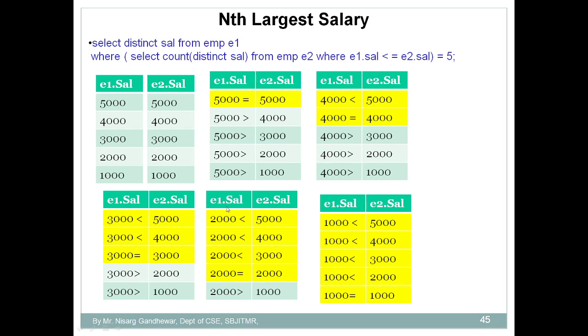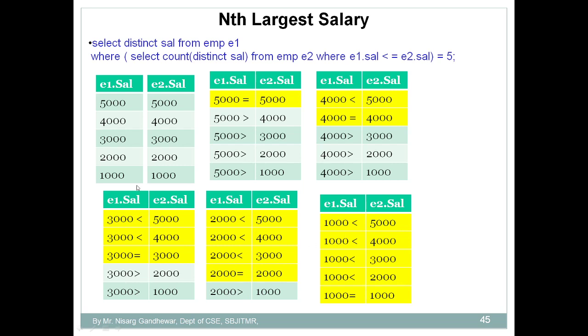Similarly, in the next iteration the next value is 2000. Is 2000 less than or equal to 5000? Yes. 4000? Yes. 3000? Yes. 2000? Yes. So it returns the fourth largest salary of an employee. In this case 2000 is greater than 1000, so the condition is not satisfied, which means it will return the fourth largest salary.